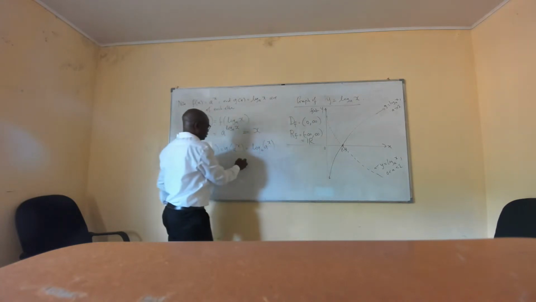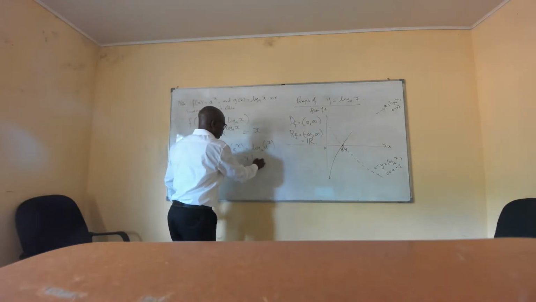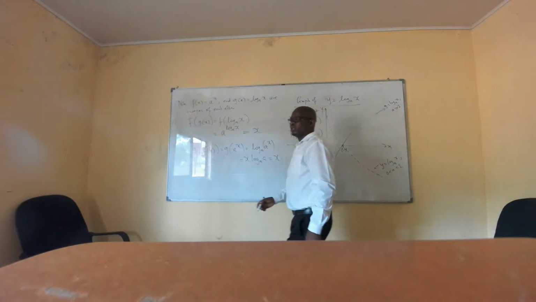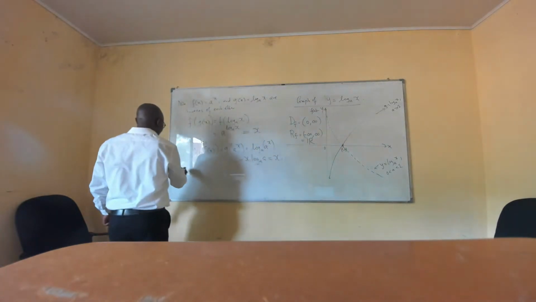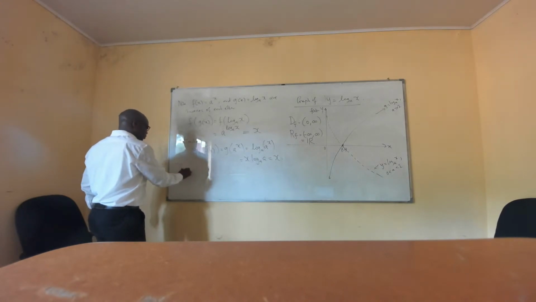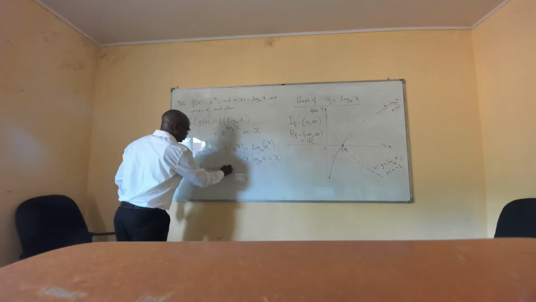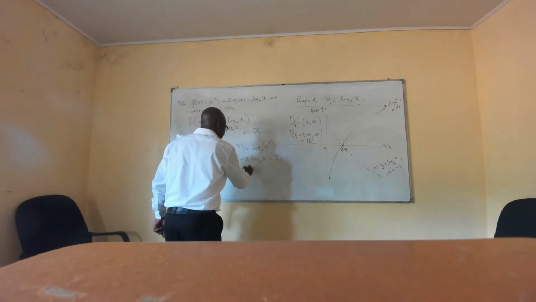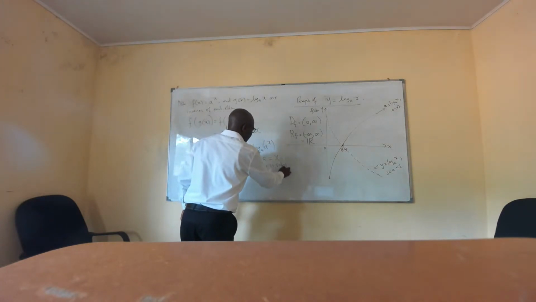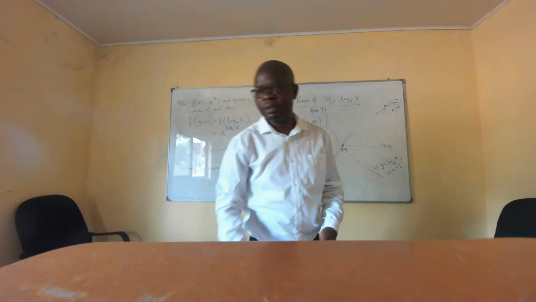Using the properties of logs, we can simplify this, and this is just x. So we can see what we call the inverse function property. Therefore, the inverse function property is satisfied.